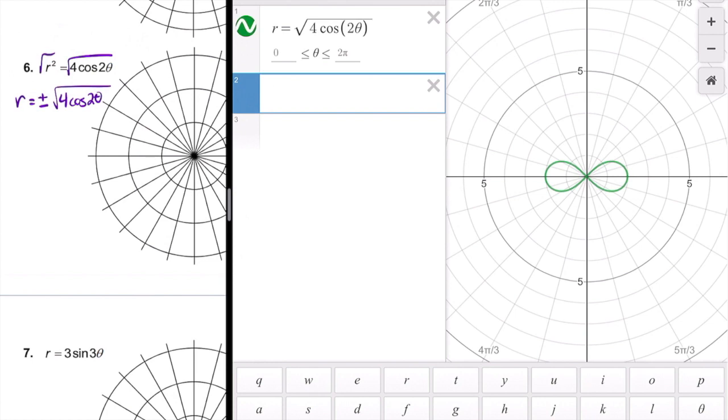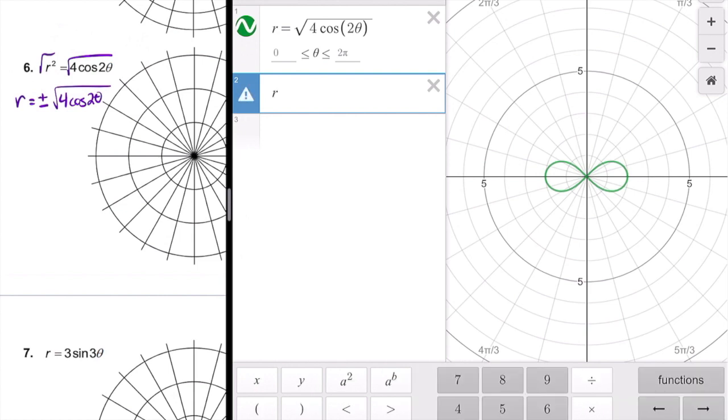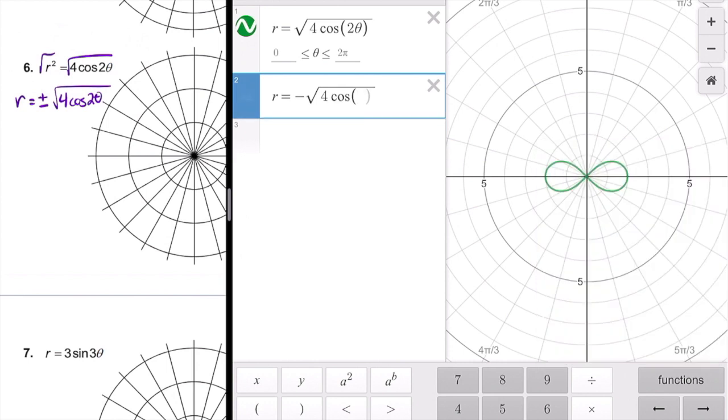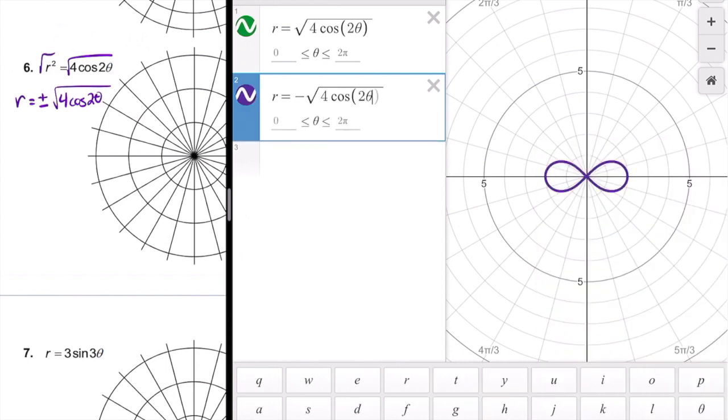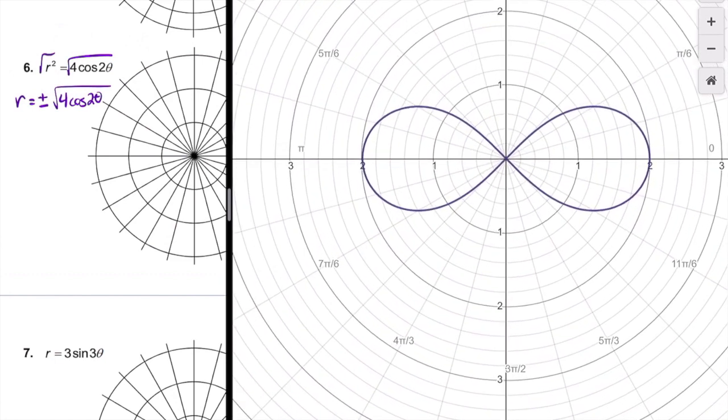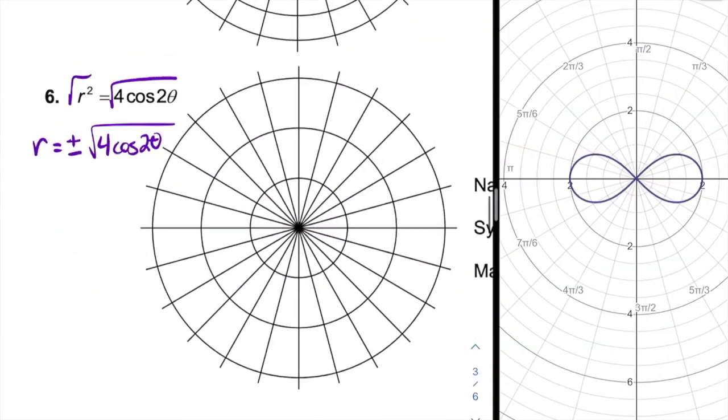Sometimes it only gives us half the graph, but we got the whole thing. If you only got half the graph, we could also graph r equals negative square root of 4 cosine of 2 theta, and it will add the other half. But it looks like we got it all. We're good to go. Okay, so here is our graph, and this is super cool. It's like an infinity sign, and this is called a lemniscate, which I will show you how to write. It's a funny word, but it is a cool graph.